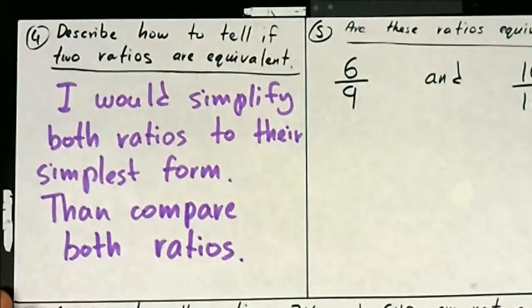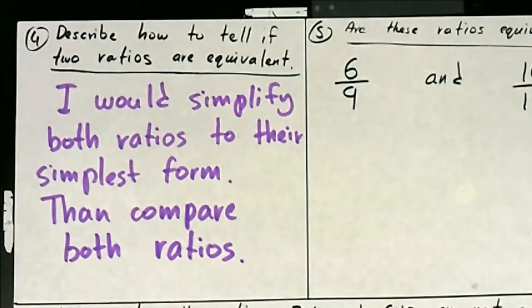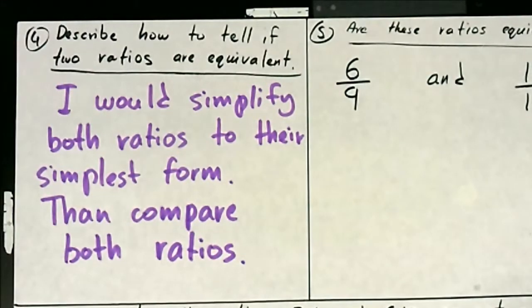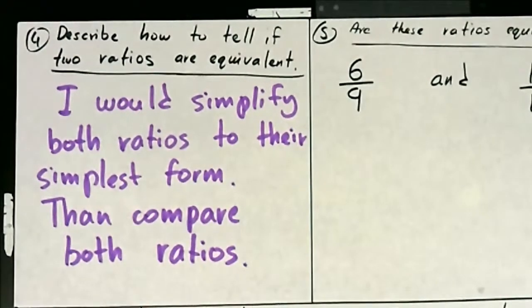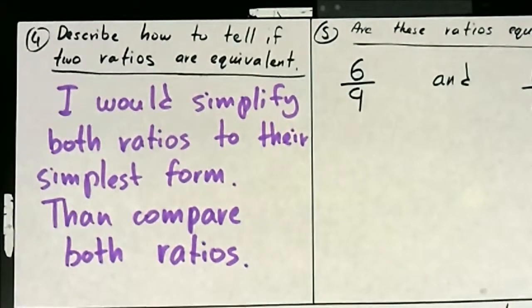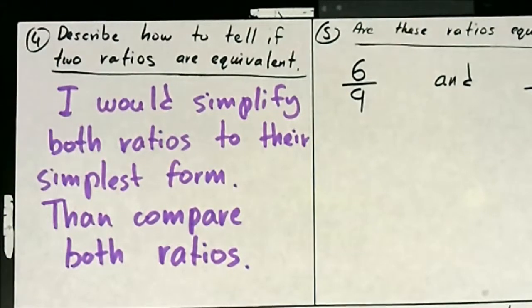So you simplify them, and once they're in their simplest form, if they're the same, they're equivalent. If they're different in their simplest form, then they're not the same ratio. And you could have written something else down there, but it should be pretty close to what I have. Questions on 4?